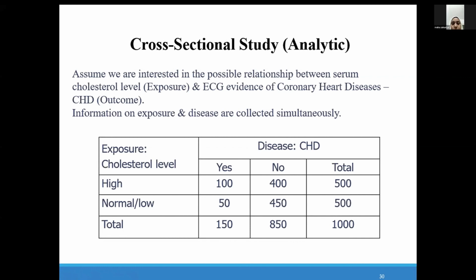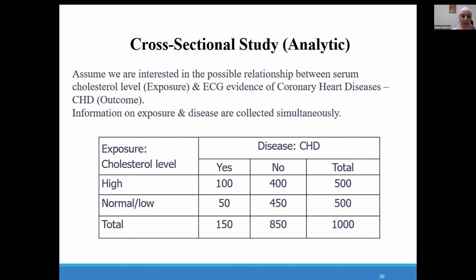100 out of the 500. Excellent. Thank you so much, Sarah. Yes. So this is the prevalence of coronary heart disease among those with high cholesterol level, 100 over 500. And what is the prevalence of coronary heart disease among those who are unexposed to high cholesterol levels? 50 out of 500. Excellent.